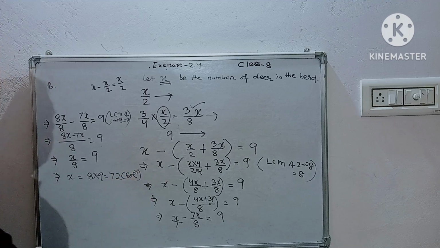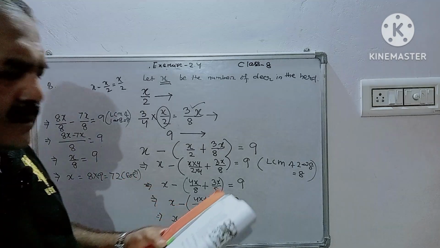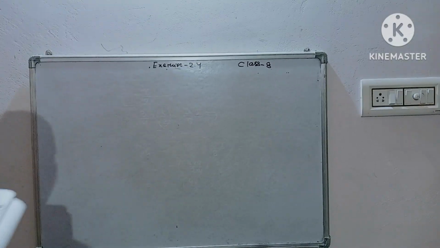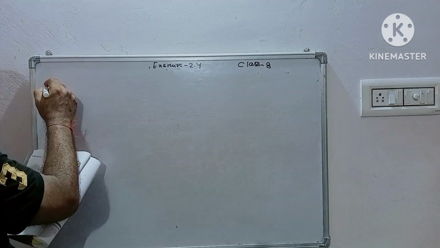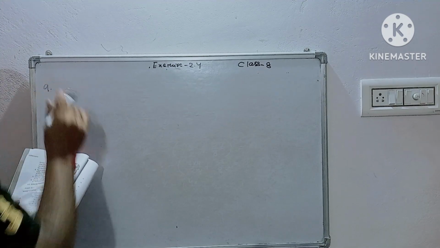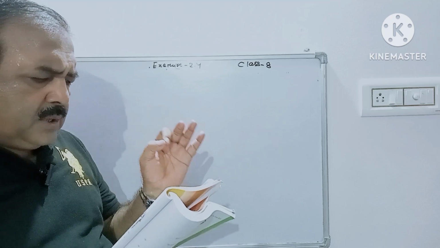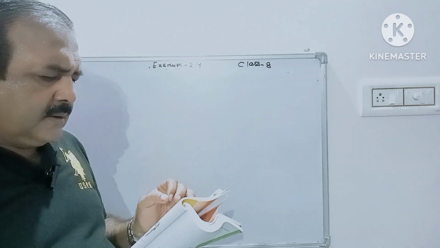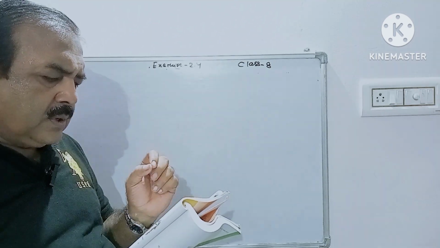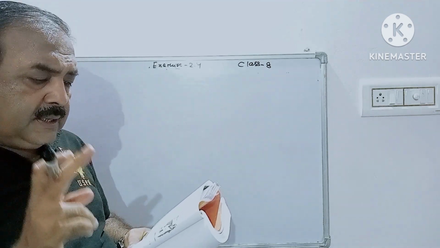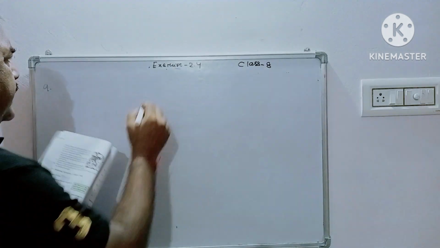Total number of deer present in the herd. So this is question number 8. So this is question number 9. A grandfather is 10 times older than his granddaughter. He is also 54 years older than her. Find their present ages. Let the present age of the granddaughter be x years.